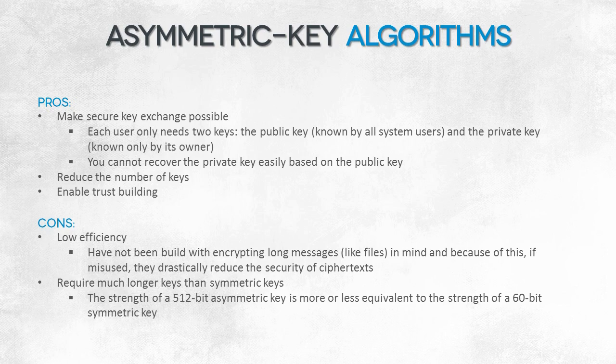The strength of a 512-bit asymmetric key is more or less equivalent to the strength of a 60-bit symmetric key. As you know, 60 bits does not provide adequate security. 512 bits is likewise insufficient. Today, even a 1024-bit strength can prove not enough unless you're using a modification of the algorithms using elliptic curves. We'll talk about this at greater length later in the module.